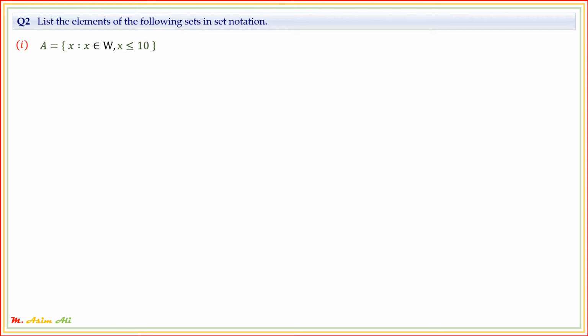It says that set A is a set of elements x such that x belongs to the set of whole numbers and x is less than or equal to 10. That means we have to list all the whole numbers which are less than or equal to 10. The whole numbers start from 0, and then they are 0, 1, 2, 3, and we'll write all the whole numbers from 0 to 10. It's a finite set containing only 11 elements.